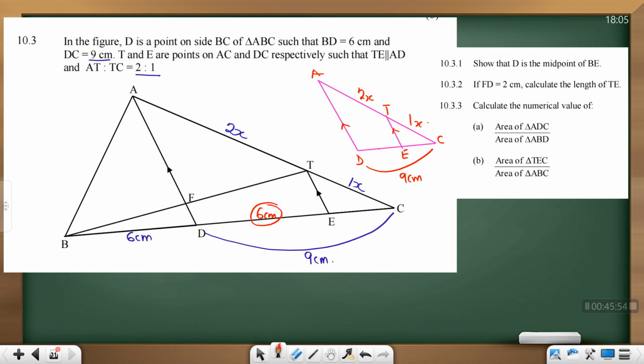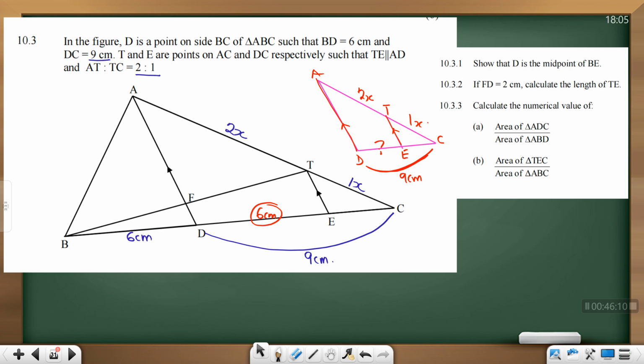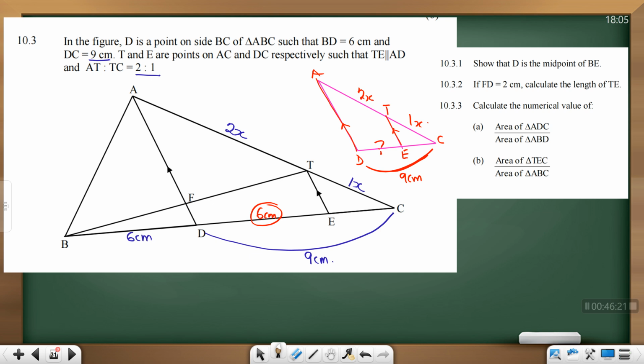But I know DC. Please watch my writing. I don't know DE, but I know DC. But I have parallel lines. So I'll say DE. Please, I want you to listen to this part. DE over DC. My board is misbehaving. I'll go back there to show you my labeling. Watch again. Please look at the lines. DE, the small part, over DC.